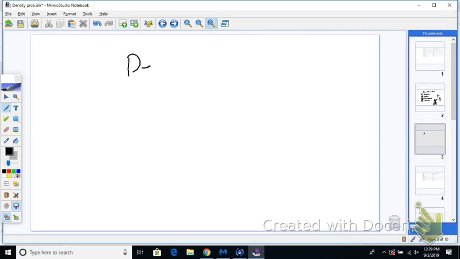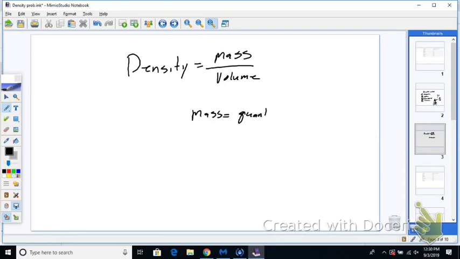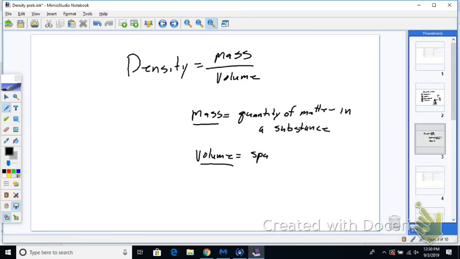So, we got this thing called density. And density is equal to mass divided by volume. And so mass represents quantity of matter in an object. And volume is space taken up by an object.